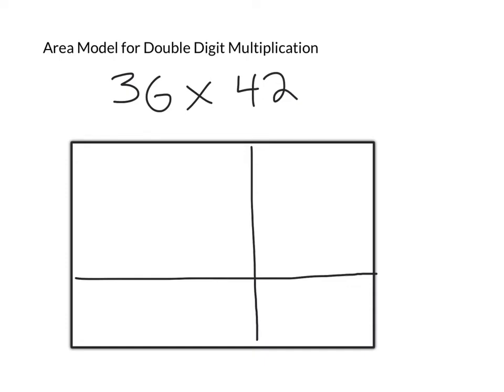Hey, this is Mr. Eason with Area Model for Double-Digit Multiplication. This is going to help 4th grade students multiply double-digit times double-digit numbers. It is a lead-in to doing the algorithm for double-digit times double-digit numbers.